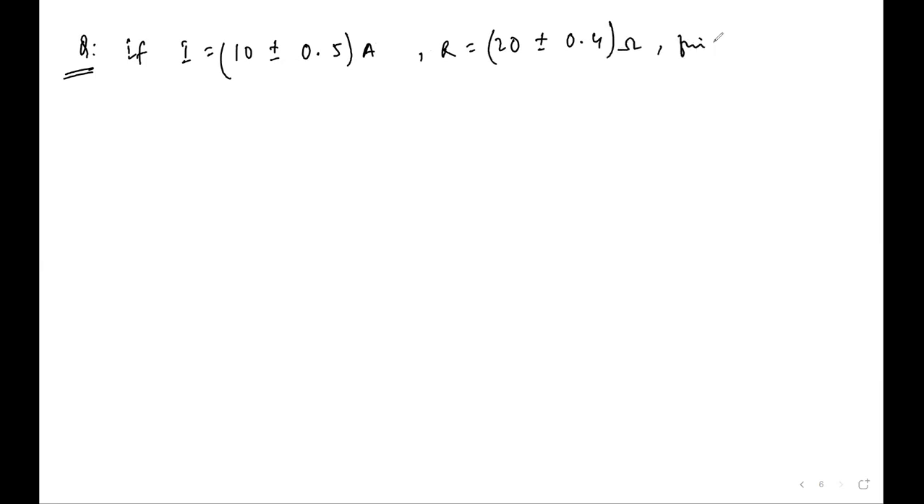Okay, I'm giving you one problem related to this. If current is equal to 10 plus minus 0.5 ampere, and resistance is equal to 20 plus minus 0.4 ohm, find first the voltage, second the error part, third the percentage error.